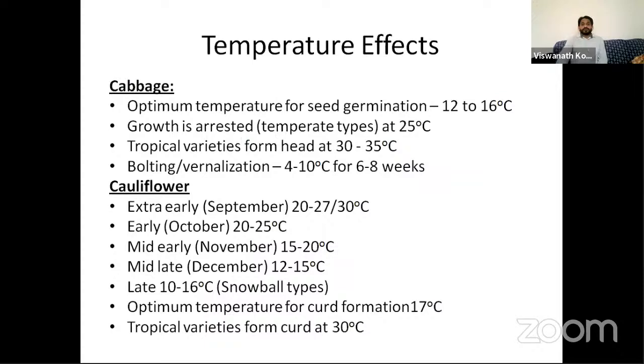So there are different temperature effects. At what temperature, what happens? This is very important. Please go through this. The tropical cabbage mostly does not require vernalization, but the European type requires vernalization, 4 to 10 degrees centigrade for 6 to 8 weeks.